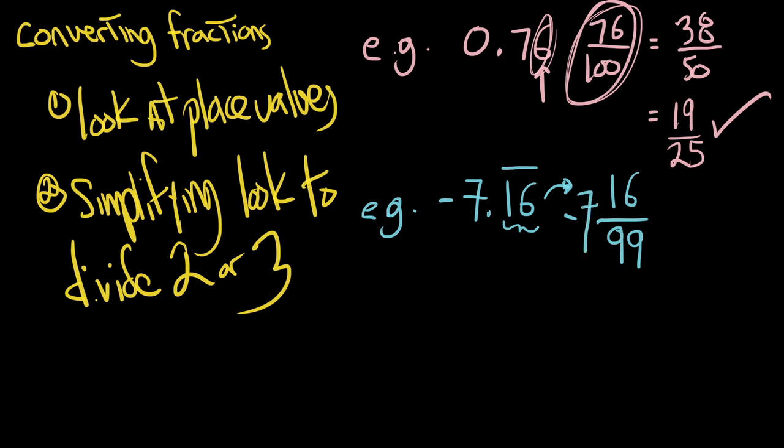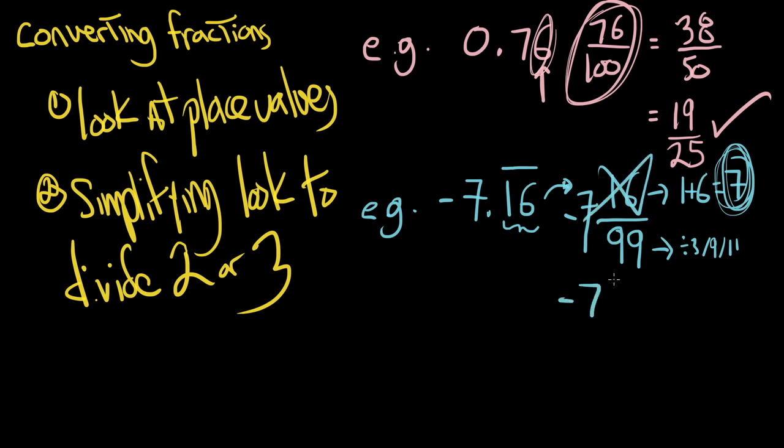Now ask yourself, most students say like, wait, can you reduce this? Could you divide this by 3 or 9 or 11? Those are the easy ones to look at, right? Well, how do you know that? You know the trick for 3s? Here's the trick. You add the digits up, 1 plus 6. That gives you 7. Is 7 divisible by 3? No. That means this is not divisible by 3. Cool. So your final answer was negative 7 and 16/99.